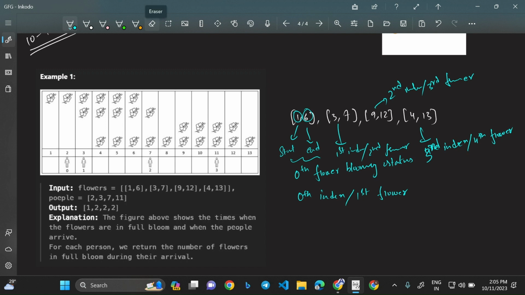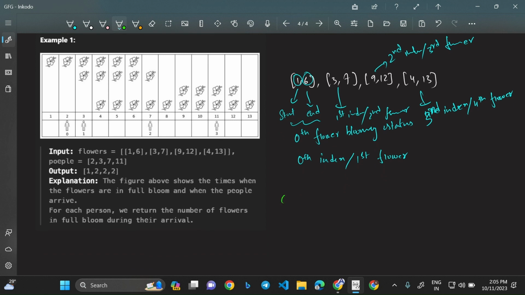So let us represent this in a diagram. We'll be taking a number line. It starts from 1 2 3 4 5 6 7 8 9 10 11 12 13. From t equal to 1 till t equal to 6, this is the time interval of the first flower.